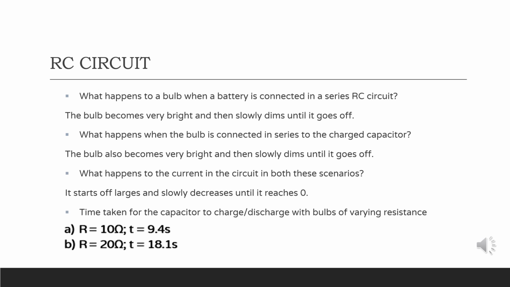As for the RC circuit, when a bulb is connected in series with a capacitor and a battery, it starts off bright and then slowly dims until it turns off. The same thing happens if you connect a bulb to just a charged capacitor. It starts off bright and then slowly dims until it's off. And in both these cases, the current starts out large and then slowly decreases to zero, which is why the bulb dies out. The time taken to charge and discharge capacitors which were connected in series to resistors of varying resistance are also shown at the bottom of the slide.